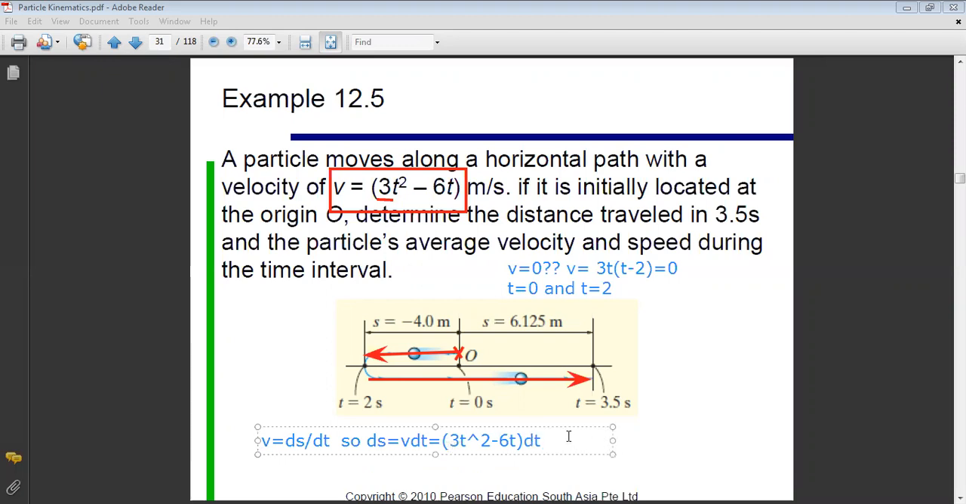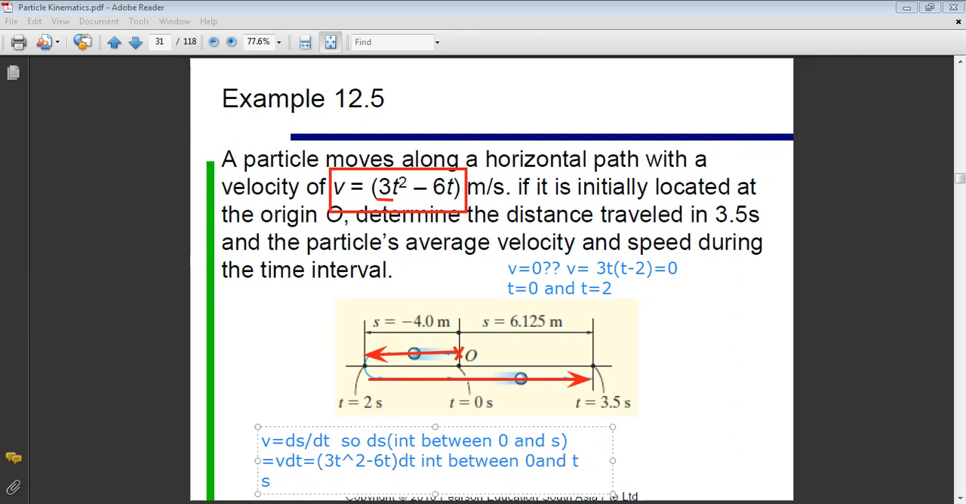For t, here I integrate between 0 and t, okay? And for ds, I integrate between 0 and s. I integrate between 0 because originally, at the initial state at t equals 0, I know that s is equal to 0. So I integrate between 0 and s. Okay, so if I do this, I'll obtain the following. Integral of ds is s.